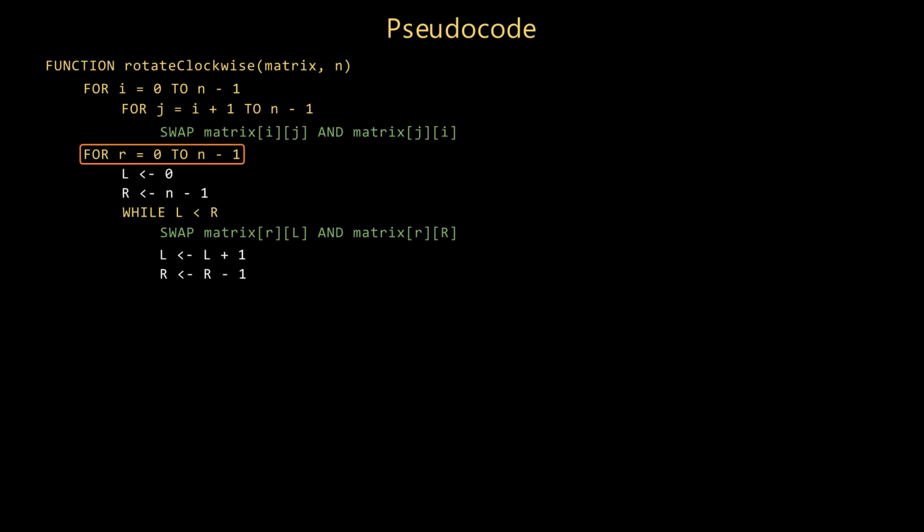The r loop walks each row for the left to right mirror pass. Pointer l starts at the left column of the current row. Pointer r starts at the right column of the current row. While l stays strictly left of r we keep swapping inward. Swap the 2 entries in row r at columns l and r. Advance l 1 step to the right. Move r 1 step to the left.